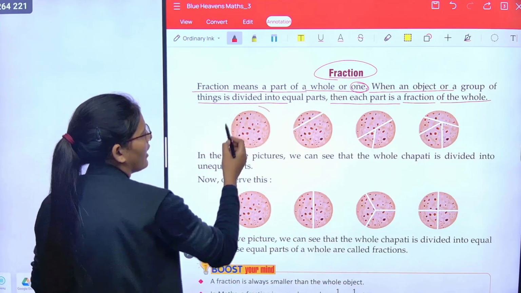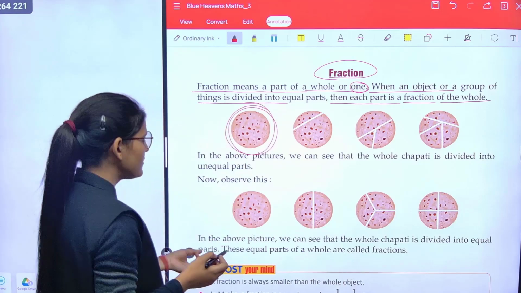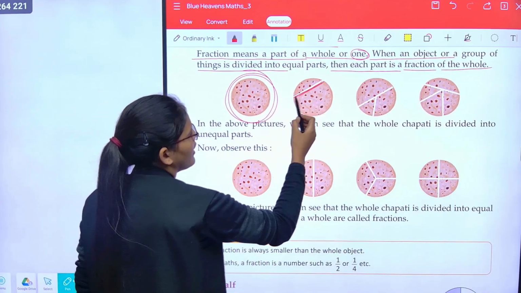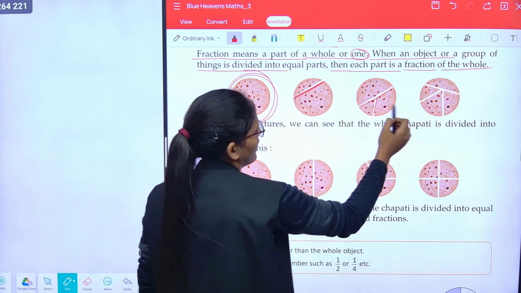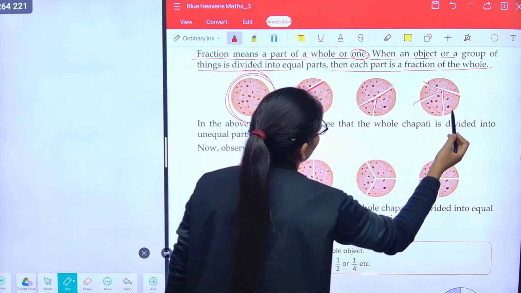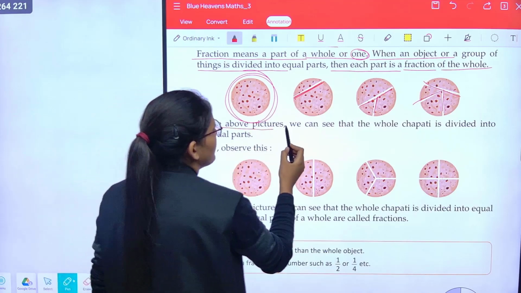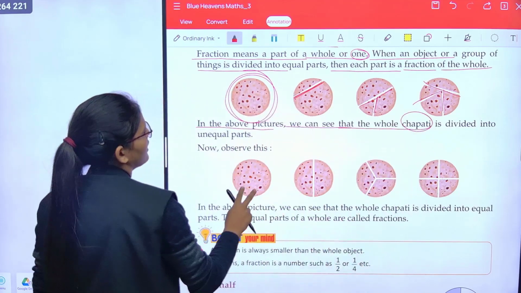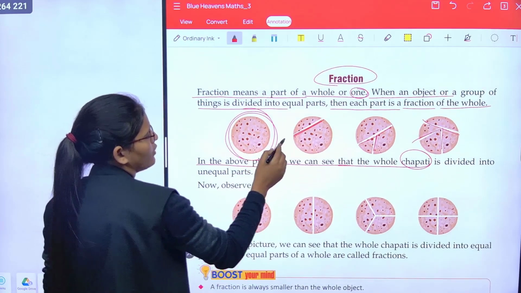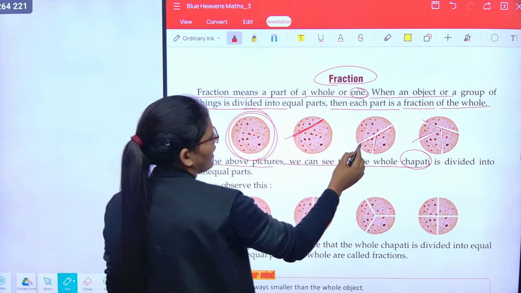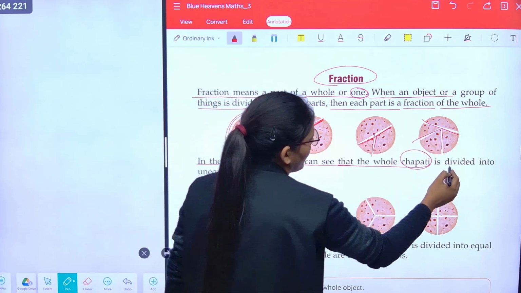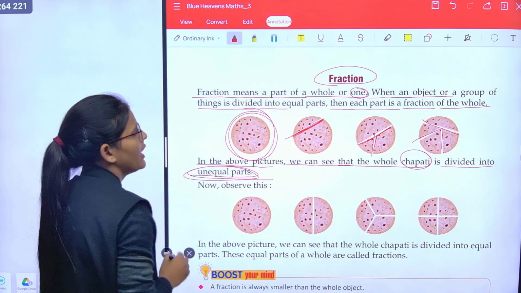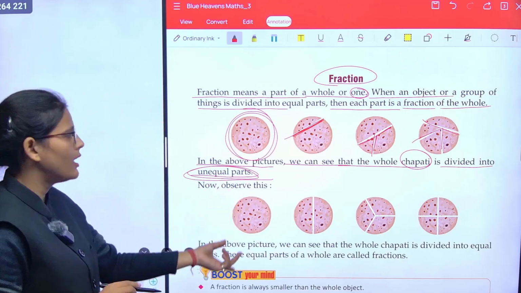Like here is a cookie and it is divided. Divided also. In the above picture, we can see that the whole chapati, it is a chapati class. हमने इस चपाती को डिवाइड किया है, ओके, इज डिवाइडेड इनटू अनइक्वल पार्ट्स. हमने इस चपाती को अनइक्वल पार्ट्स में डिवाइड किया है.